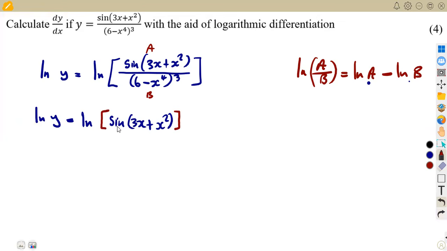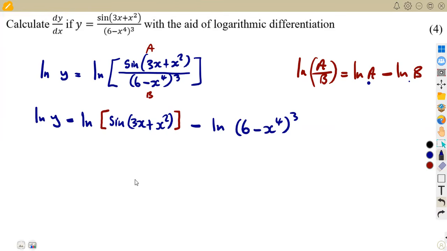This whole part is affected by ln, all right? Minus the ln of what? Our b, which is 6 minus x to the exponent of 4 to the exponent of 3, like this. This is what we are supposed to have.